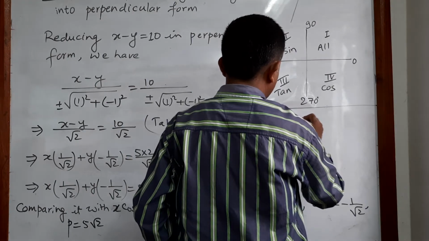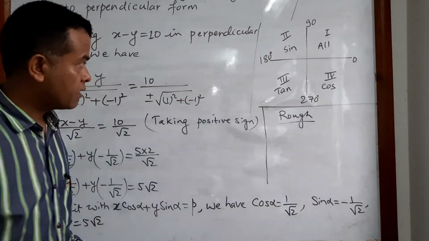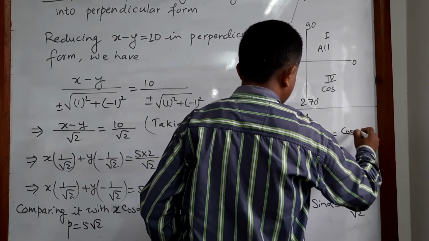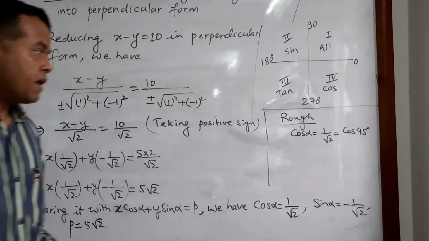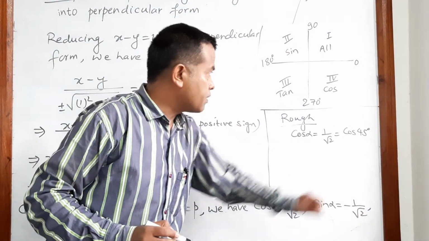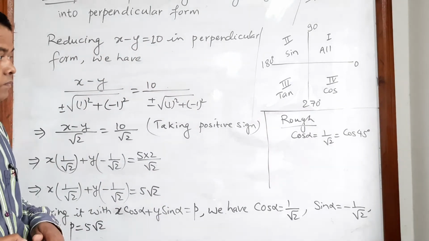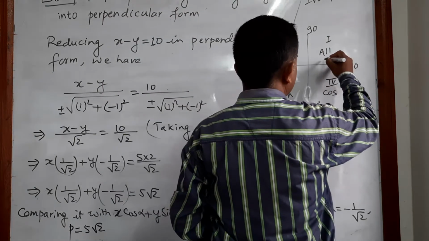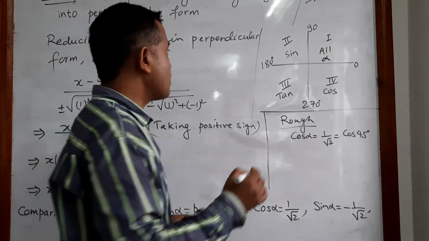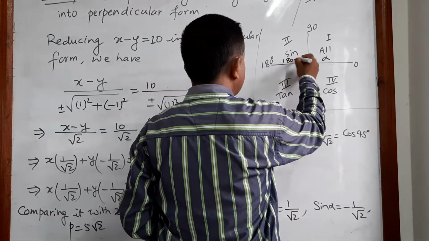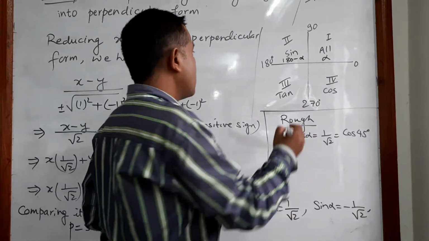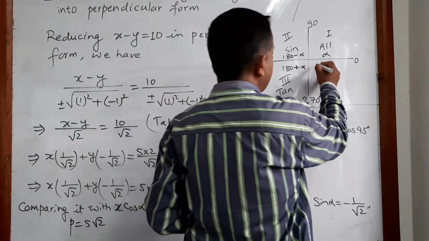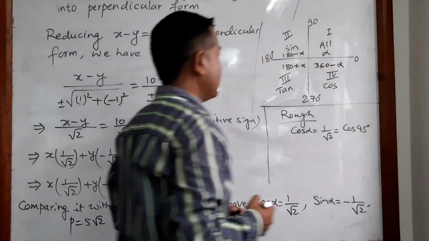So in the graph we will find the acute angle. Cos alpha equals 1 over root 2, its acute angle value is cos 45 degree, which is 1 over root 2. So the acute angle is 45 degree. If the angle is alpha in the first quadrant, then in the second quadrant it will be 180 minus alpha, in the third quadrant it will be 180 plus alpha, and in the fourth quadrant it will be 360 minus alpha.